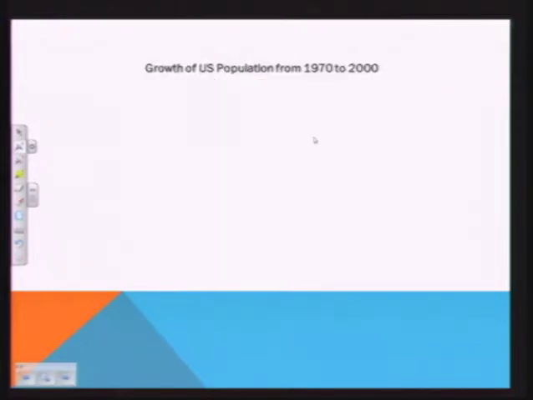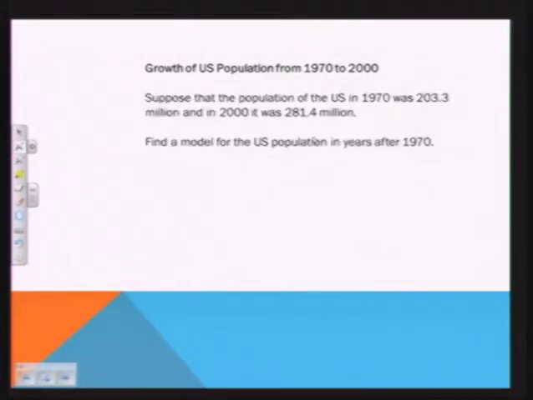One very useful part of exponential equations is growth of a population. We're going to look at the growth of the population of the United States from 1970 to 2000. In this case, we want to start with the facts that in 1970, the population of the United States was 203.3 million. In 2000, it was 281.4 million. We would assume that those numbers come from the U.S. Census Bureau, which takes the census every 10 years.